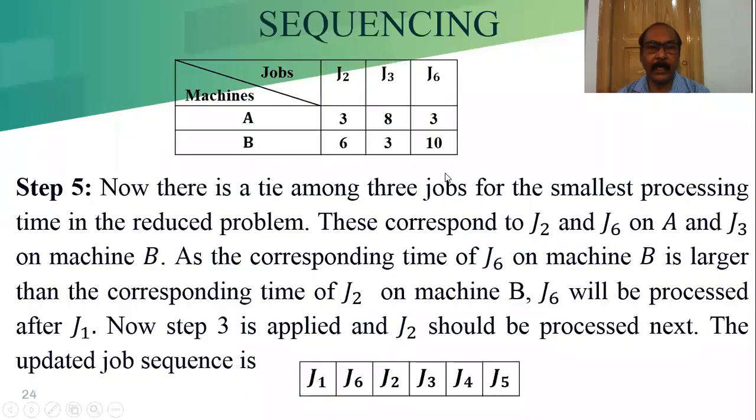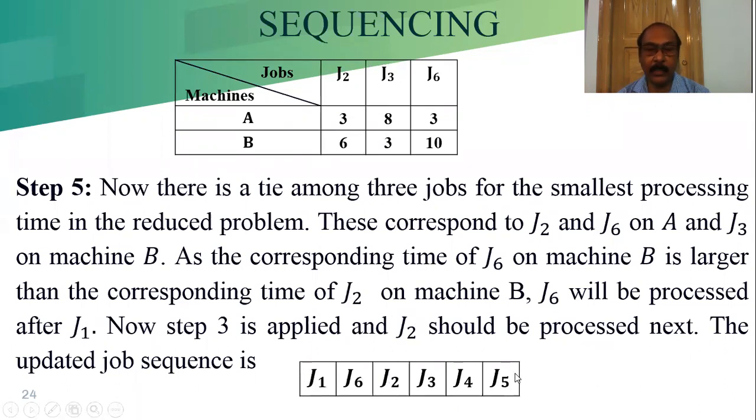Since there is a tie when the minimum corresponds to the A machine, we have to check the value in the B machine. Whichever is highest in the B machine should come first, and the one with the least processing time should be second. That's why J6 first and J2 second, and only J3 is left here. So this is the job sequence.